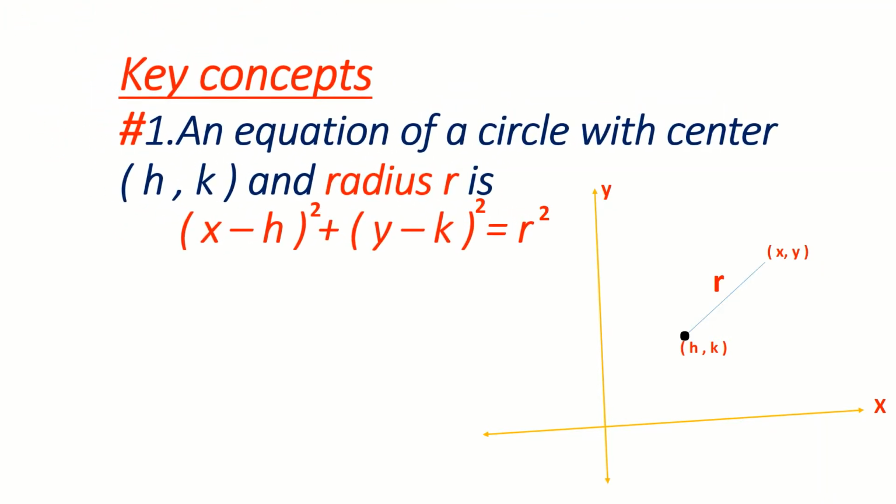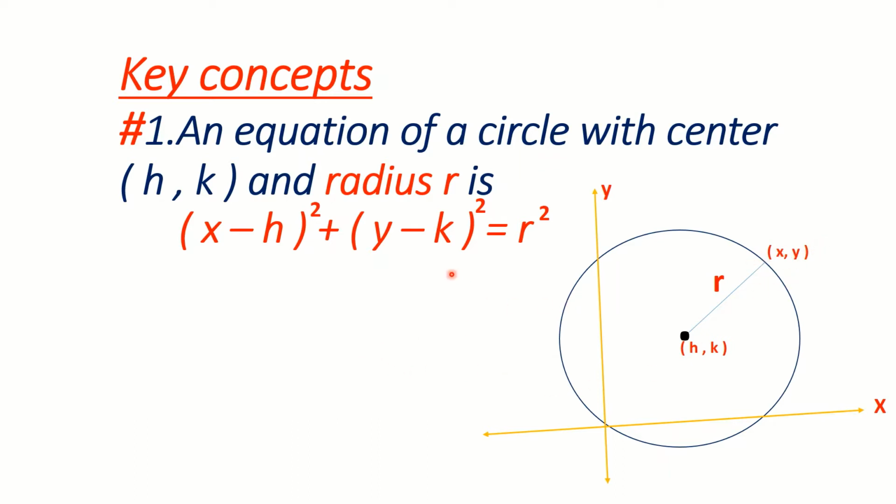An equation of a circle with center (h, k) and radius r is given by (x - h)² + (y - k)² = r², which means this equation is in standard form. Look at this figure. This is a circle with center (h, k) and this point is (x, y). The coordinate here is (x, y).